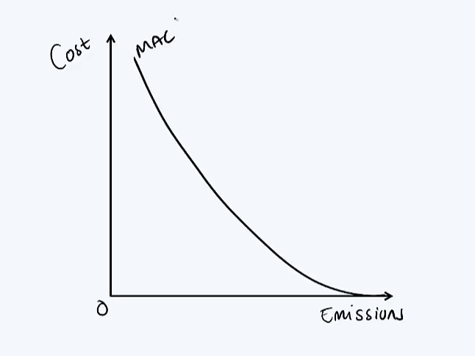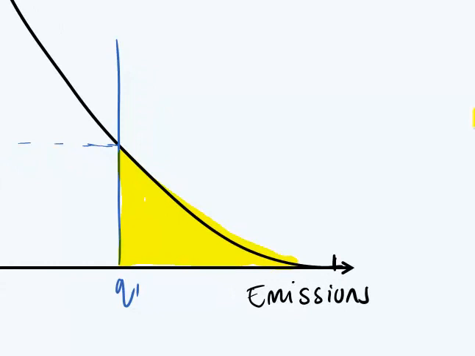Right, so let's say we are here. The government decided the cap is this amount over here, Q1. So currently the market price is P1. So we have to reduce emissions from the maximum amount to Q1. This means our total abatement cost is this yellow area over here. So remember, the total is below the marginal abatement cost curve. So the total abatement cost is the yellow area below the marginal abatement cost curve.